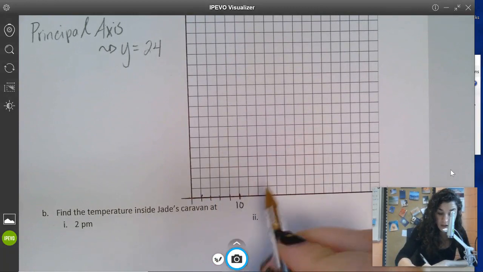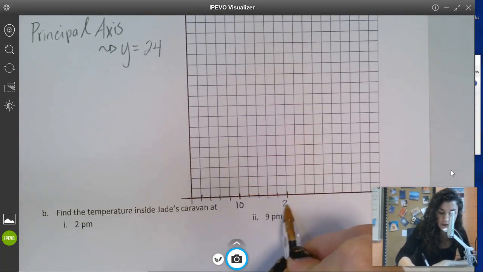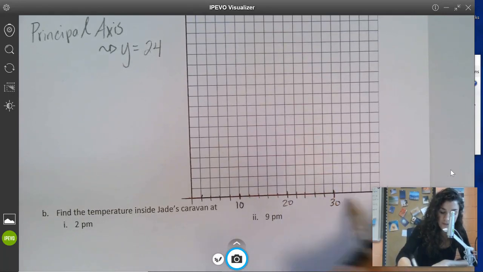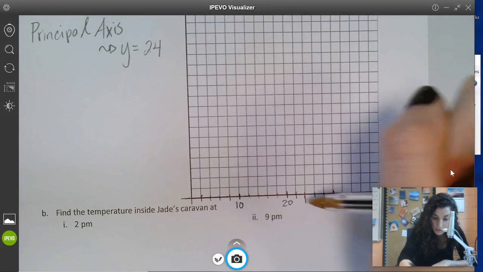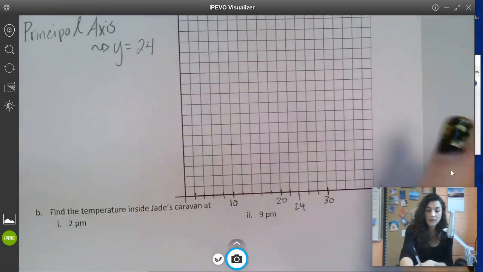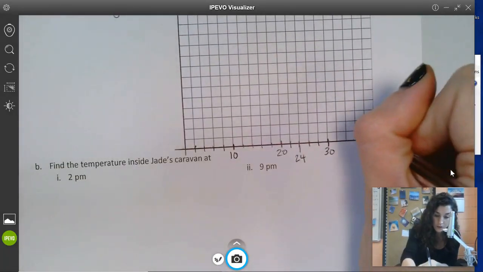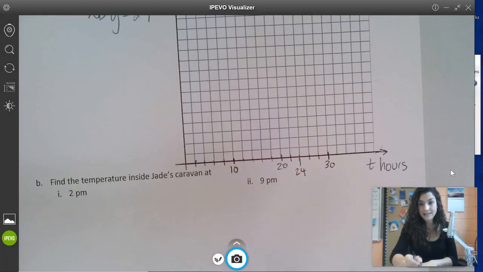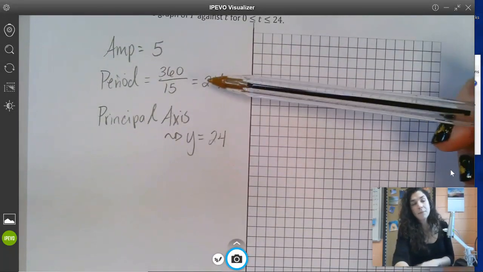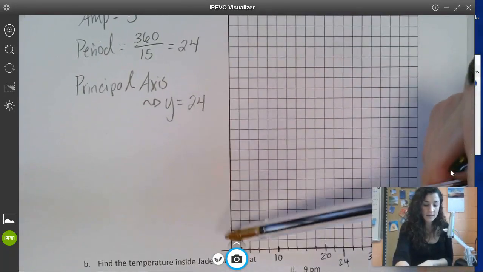But I don't have to label all of them. I can just do that. And I know I'm only going to go to 24, but that's the space I'm encompassing. This is T hours. So now I've labeled my x-axis, which is important, and scaled it appropriately. And then I know that I need to go up to 29 on the y-axis.